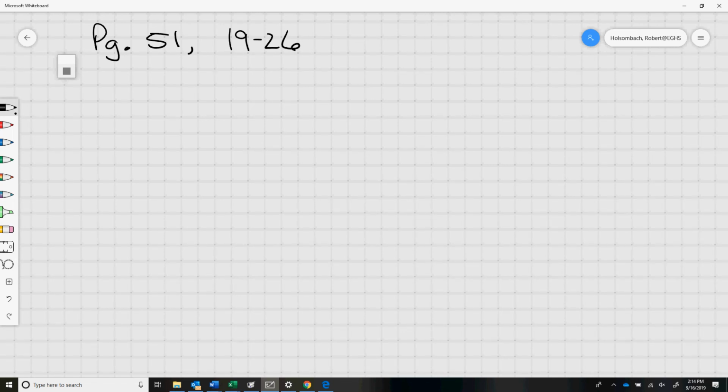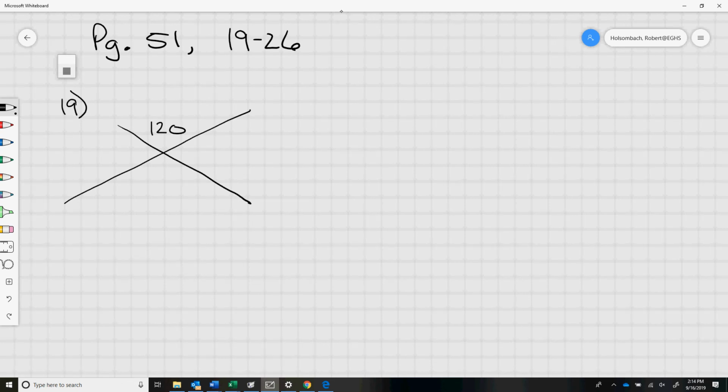So here's what number 19 is going to look like. The top angle is 120. The bottom angle is 2x minus 10. What kind of angles are those? Good, they're vertical angles. And vertical angles are congruent to each other. So this is a simple setup. Your 2x minus 10 is equal to your 120. Agreed?